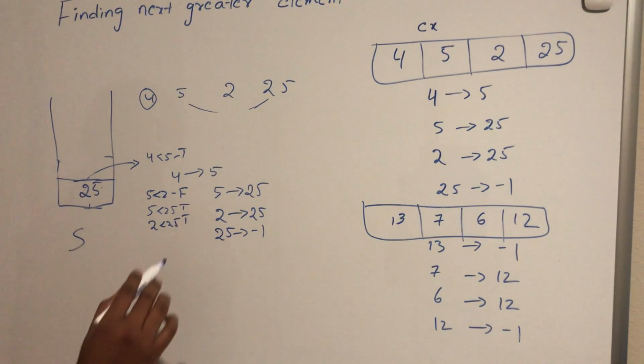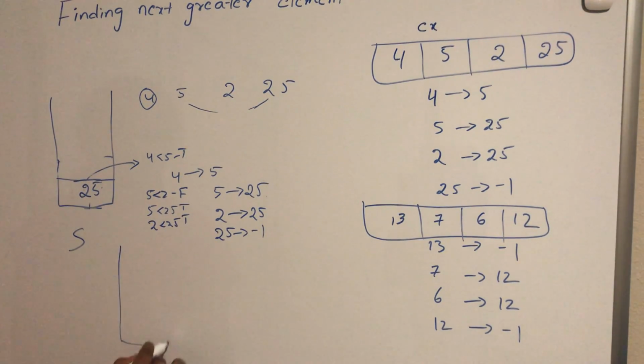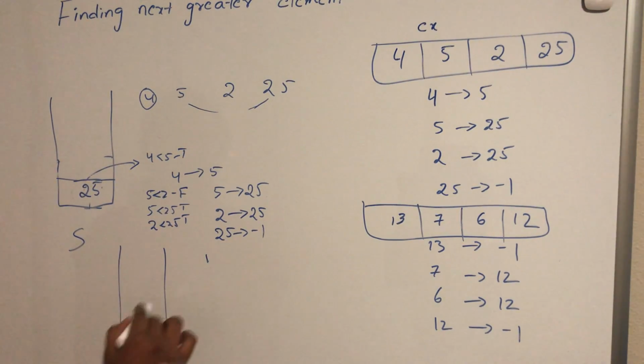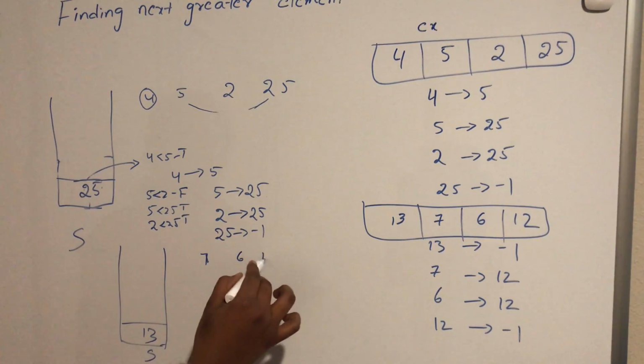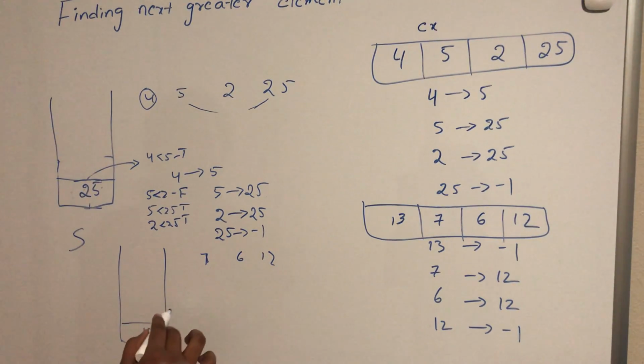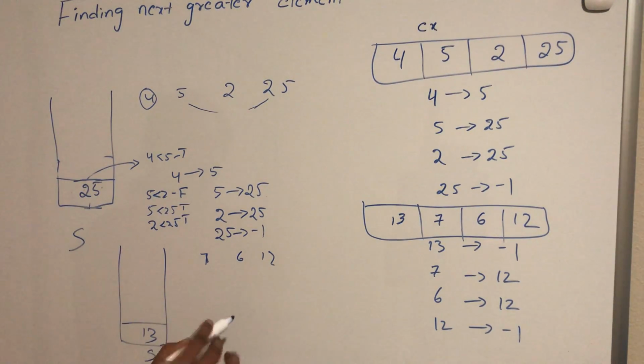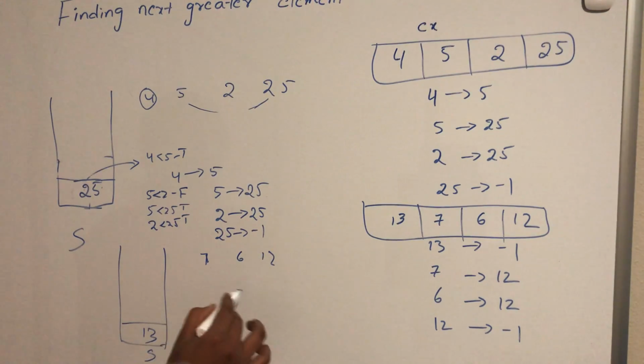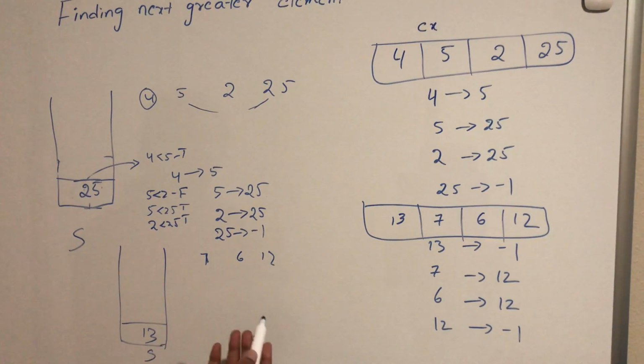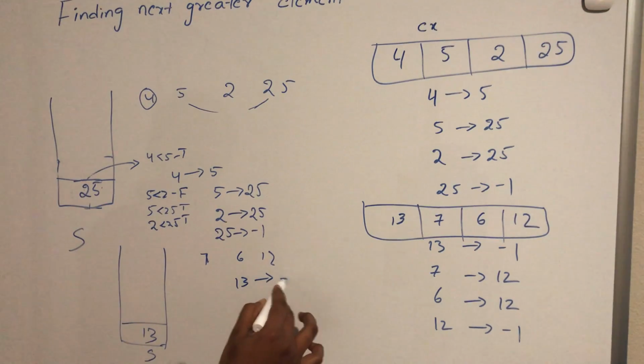So in this example it is like this, and we'll take another example. Let's take this stack, and here is 13. We push 13 into the stack. The remaining elements are 7, 6, 12. It will compare with 7 first: 13 is less than 7, wrong. Then 13 is less than 6, wrong. 13 is less than 12, wrong. So there is no greater element for 13. If no greater element exists, then the next greater element for that element is -1.